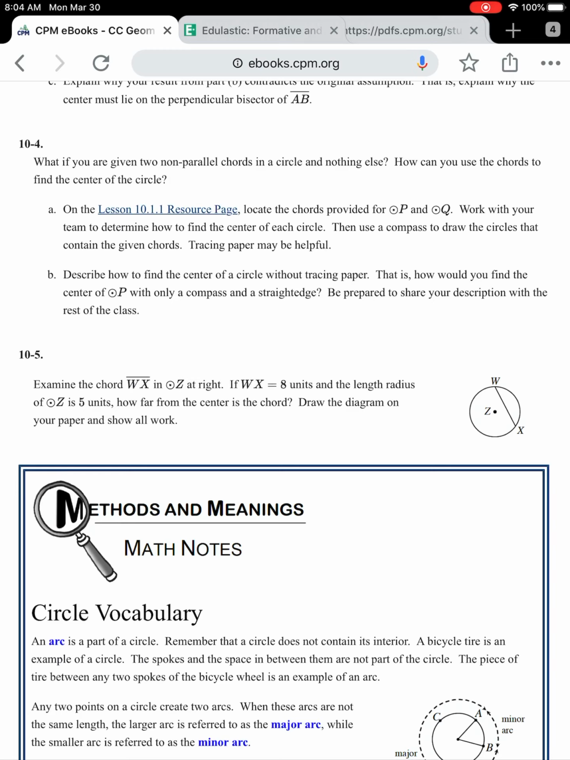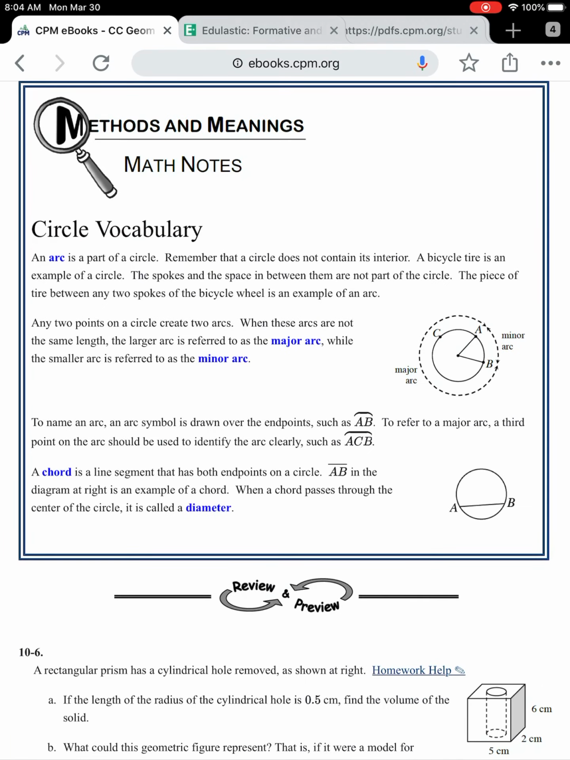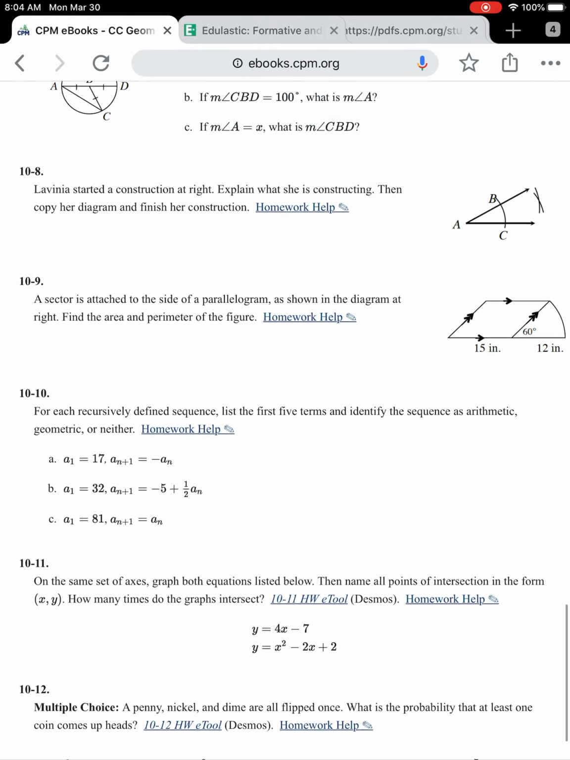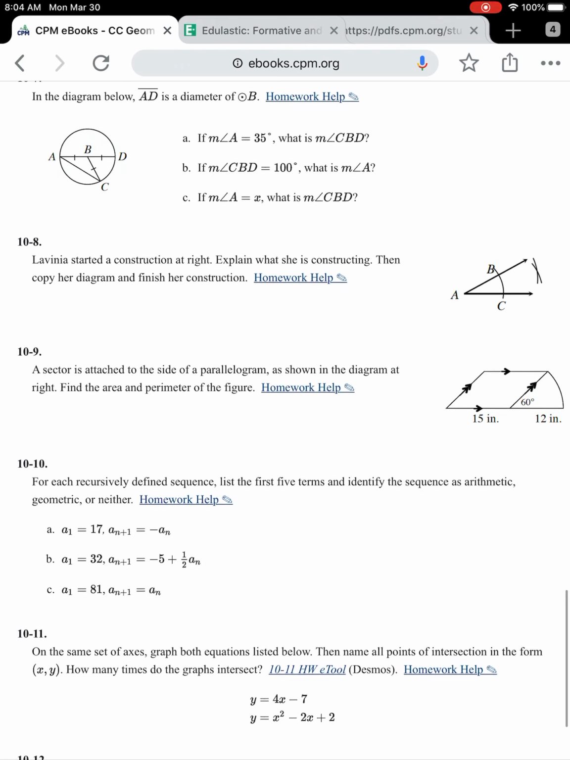All right. Hopefully you picked up some new circle skills and a little bit of circle vocabulary. You can review that in the math notes as well. Your homework tonight is to complete the review and preview. Please skip problem 10.8. You can read it if you'd like, but it's related to constructions that you didn't really study yet, so it's not one that you need to work.